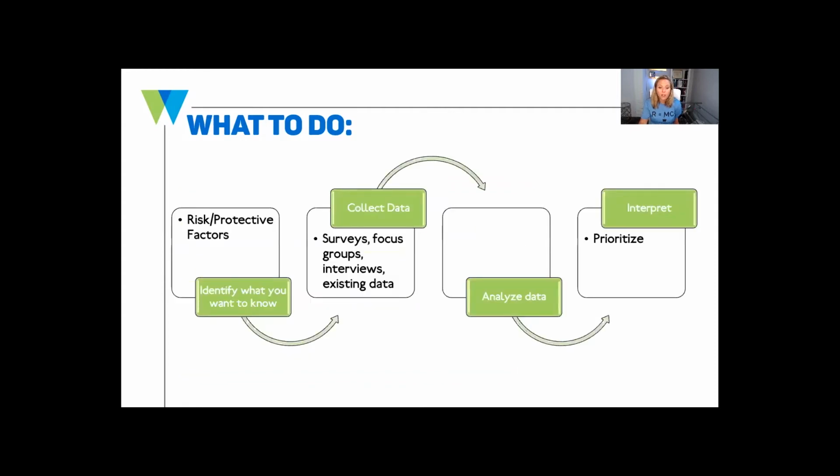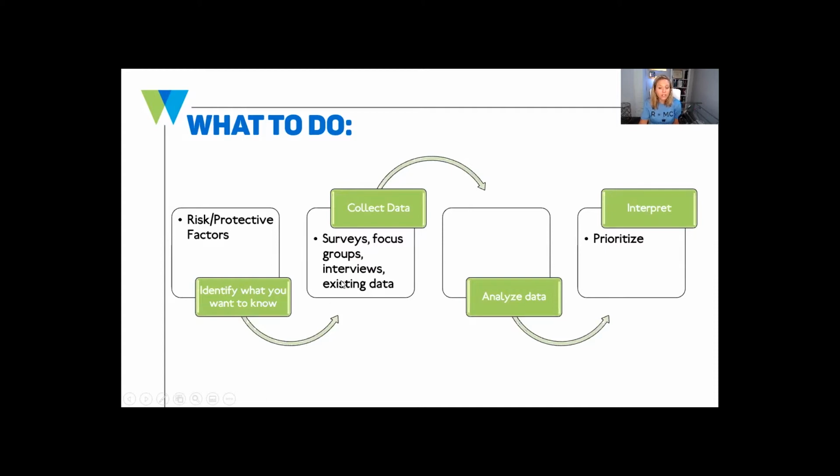So what we want to do when we go out there to collect new data is first identify what we need to know. So figure out what are the risk and protective factors out there, what's driving a low quality of life or mental decline amongst elders with dementia. Then we're going to collect data.